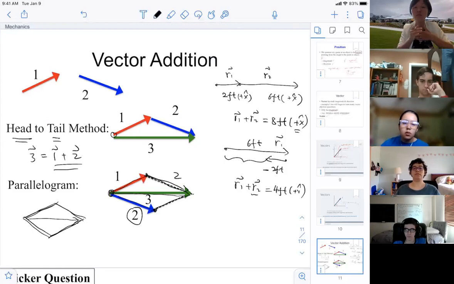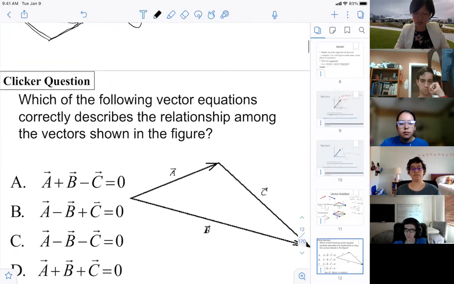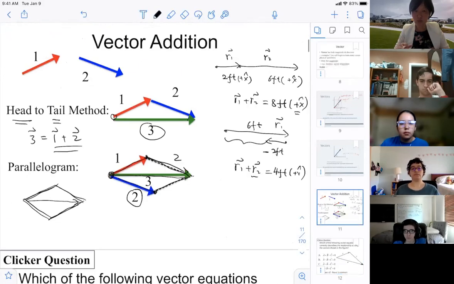So sometimes it really just depends on your diagram of the question at hand, whether it's more convenient simply to draw from head to tail, or if you wanted to move them together, or maybe they're already moved together, right? And then maybe it's easier to do the parallelogram. So it's really up to you, whichever you prefer. So here we're going to practice this with a couple of questions doing the vector addition.